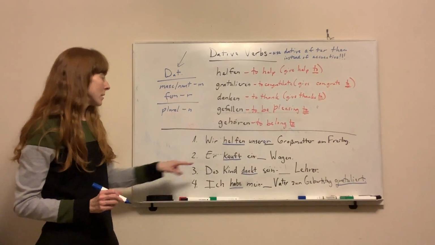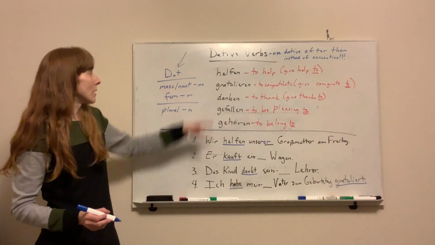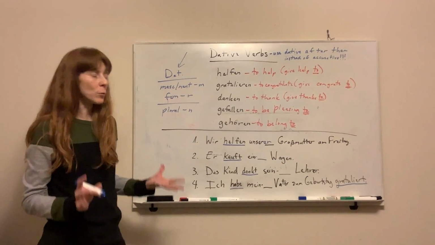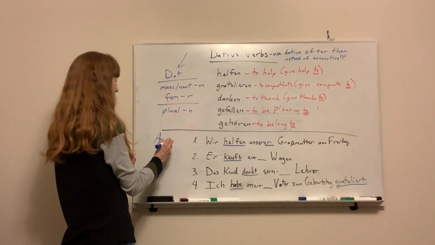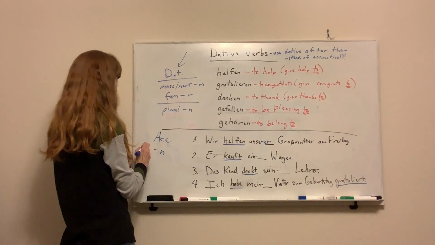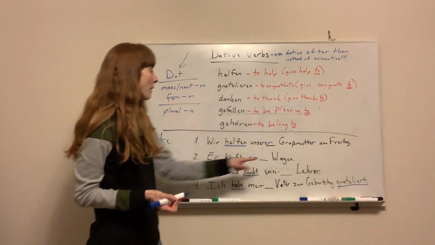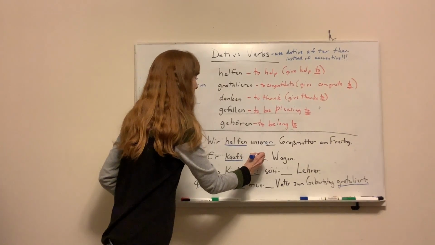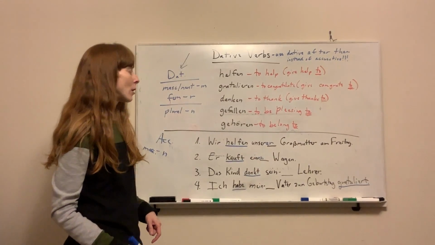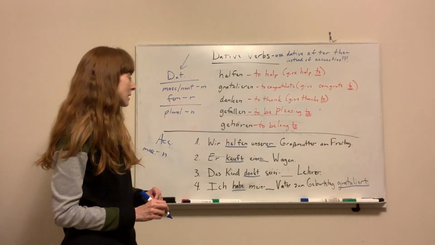Okay, Nummer zwei. Kauft, to buy. All right, that's not a dative verb. That's just a plain old normal verb. We're going to go with the accusative case. Remember, accusative gets an N in masculine, and that's really the only thing we have to worry about. Wagen ist masculine, so we're going to put that N there. Er kauft einen Wagen.